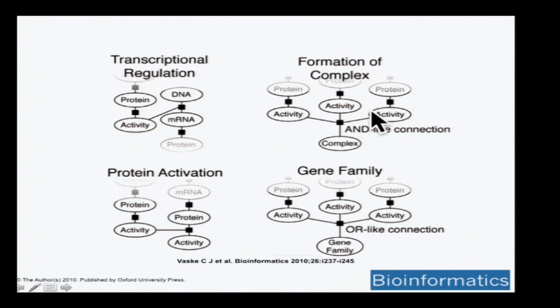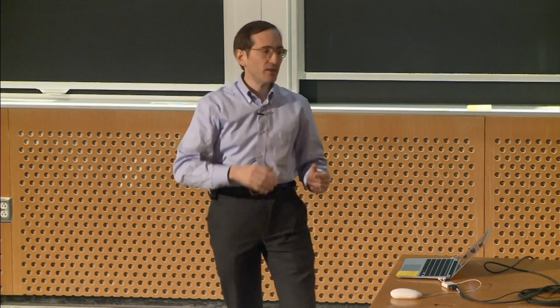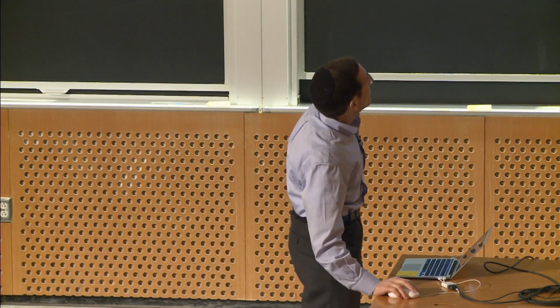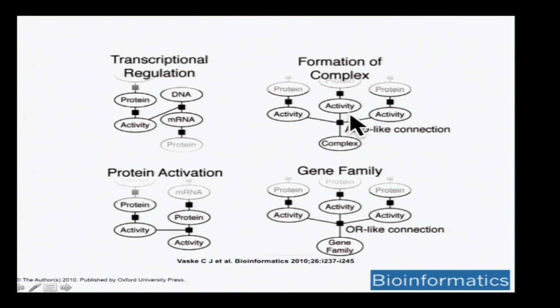You can also represent the formation of a complex. So the fact that all the proteins are in the cell doesn't necessarily mean they're forming an active complex. So the next step then can be here. Only when I have all of them would I have activity of the complex. We'll talk about how and-like connections are formed.